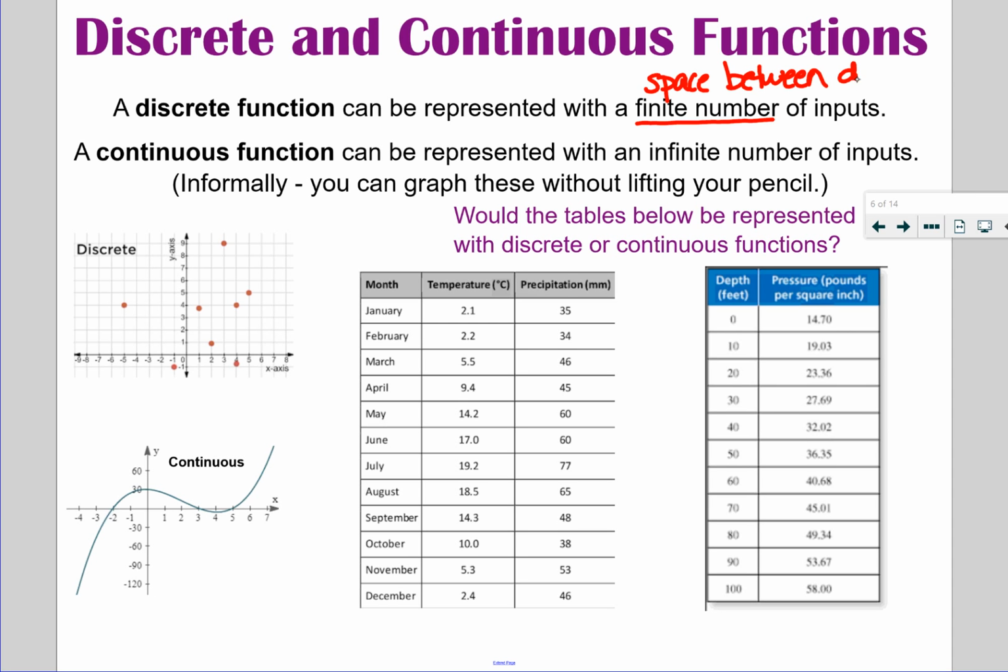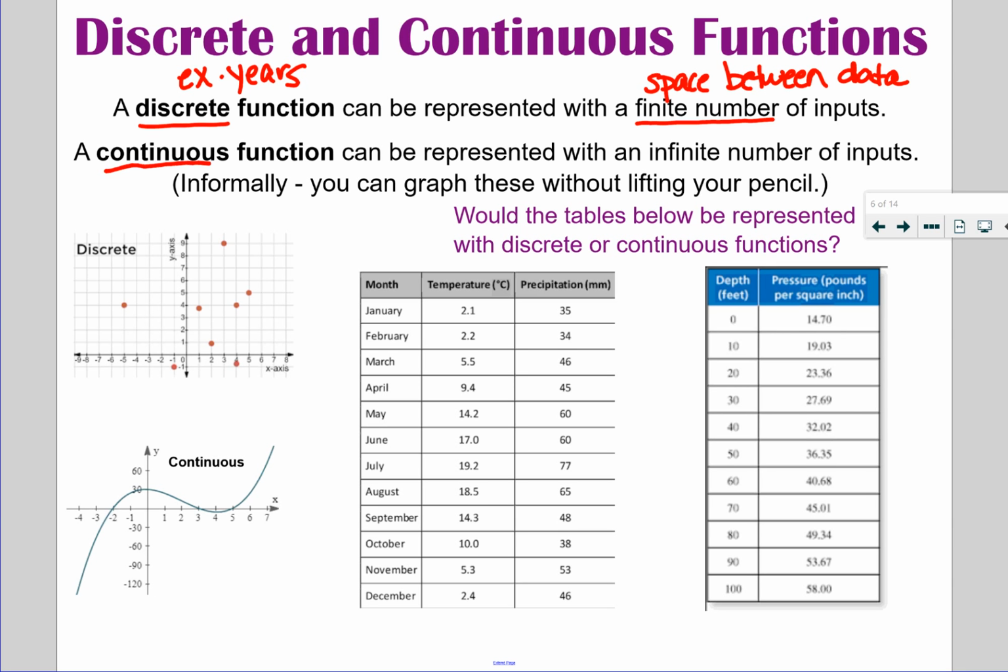So for example, let's say my data was years, 1981, 1982, 1983. There's no years between 1981, 1982, 1983. So that would be an example of a discrete set of data because years are distinct values and we don't have values that fall between them.